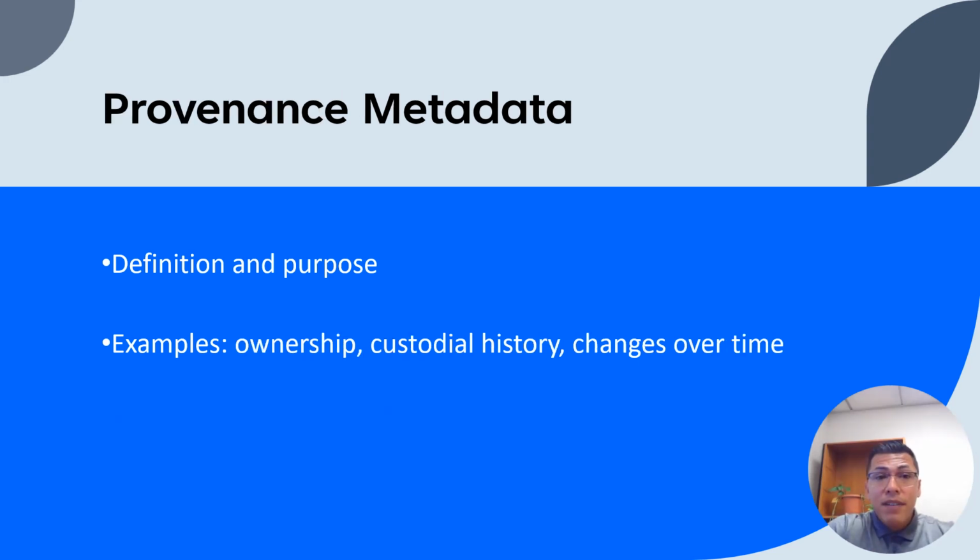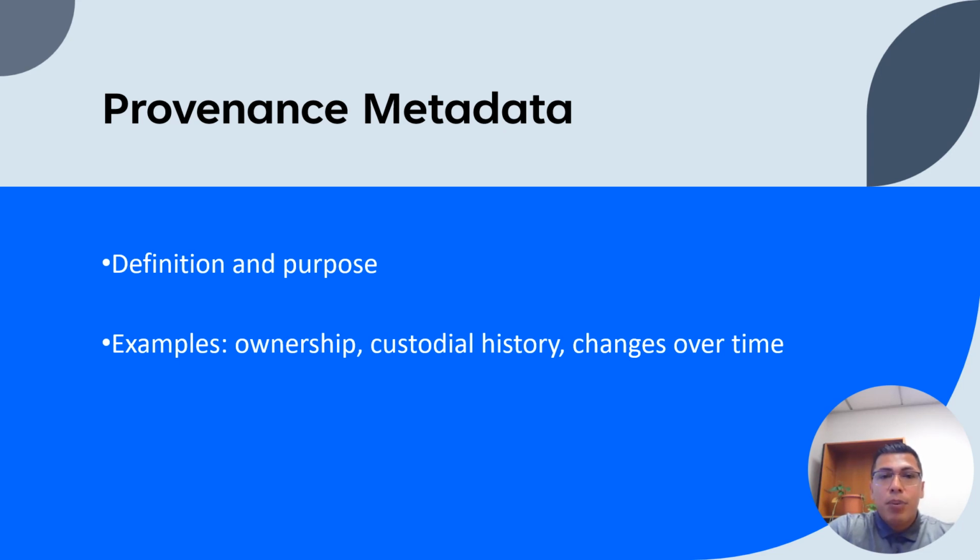Moving on to provenance metadata. Provenance metadata documents the history of a resource such as ownership, custodial history, and changes made to it over time. This metadata is particularly important for rare or unique items, as it helps establish the authenticity, value, and significance of the resource.